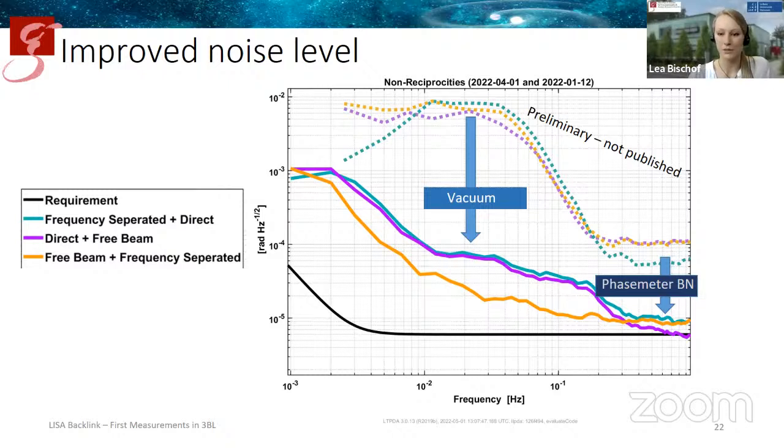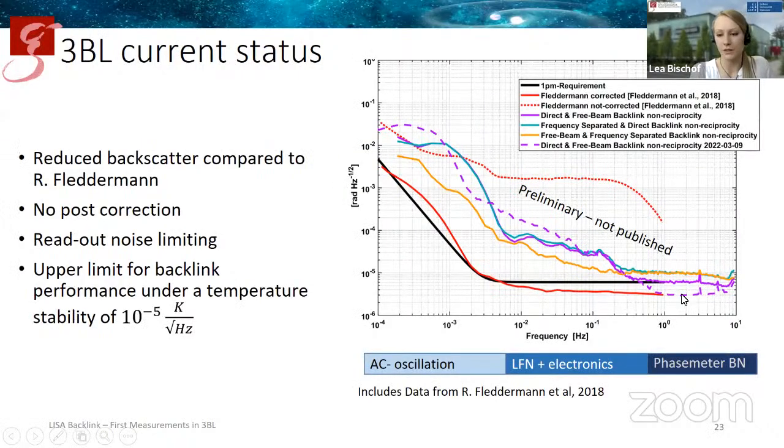We reduced the noise in the high and in the center frequencies. And what you see here is our best measurements without any post-processing compared to the measurement by Roland Flederman. And you see that the goal of this backlink experiment to reduce the backscatter by design was already successful in these frequency ranges.